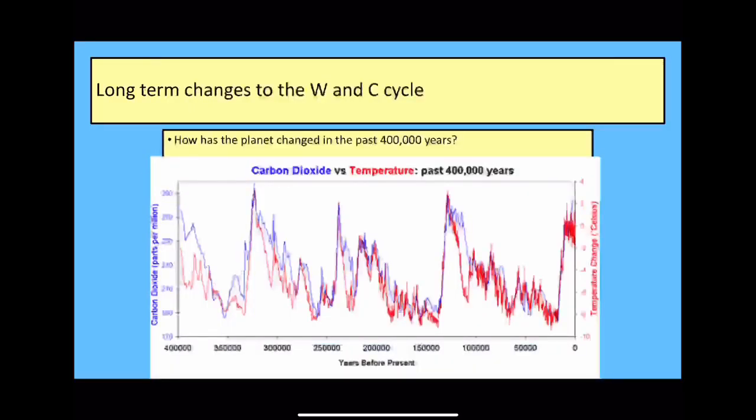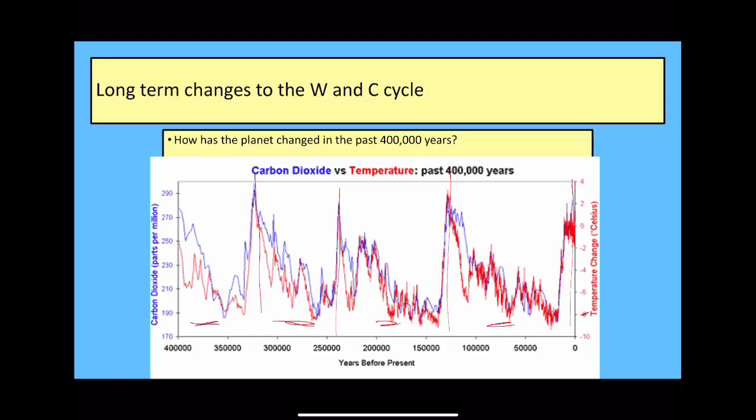So longer term changes in the water and carbon cycle. So this is showing carbon dioxide parts per million and temperature change over the past 400,000 years. And what we have is various sections. So just sort of draw off the sections here. So each of these intervening areas are glacials. So we've got 4 glacial periods, quite long glacial periods over the last 400,000 years. So at this point, temperature dropped on average to -8 degrees compared to our normal average at the moment of sort of +2 to 4 degrees average temperature of the planet.